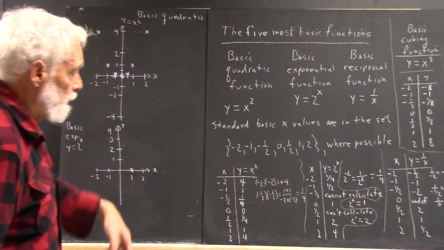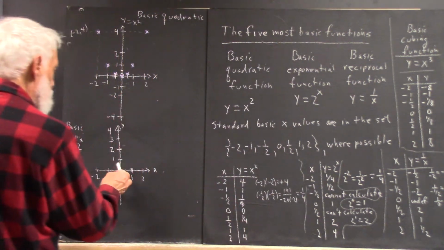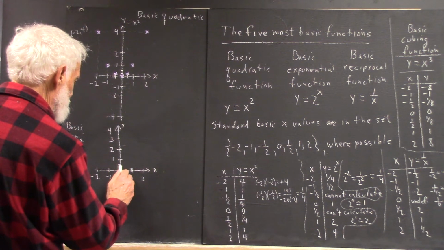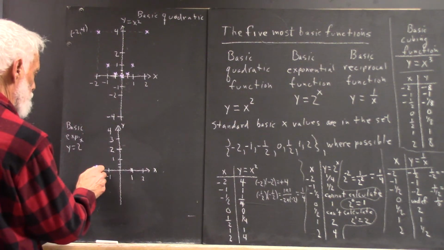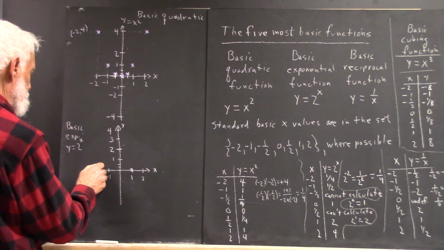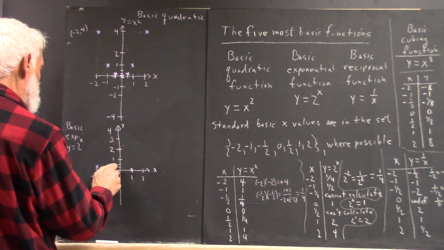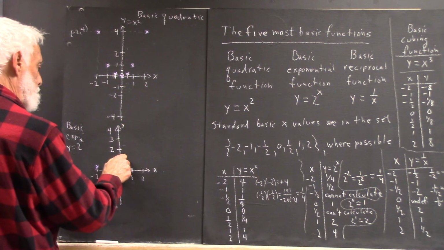Okay, my first point is -2, 1/4. So again, I've got to locate where 1/4 is, and if I don't do this right, my graph isn't going to look like it should. Okay, so there's my 1/4. It's about this high, and that goes with -2. So my point's here. At -1, I get 1/2. At 0, I get 1.